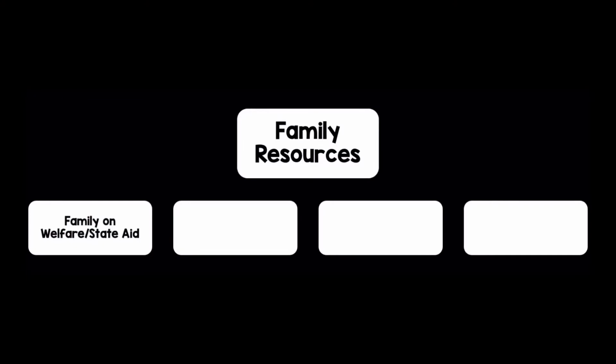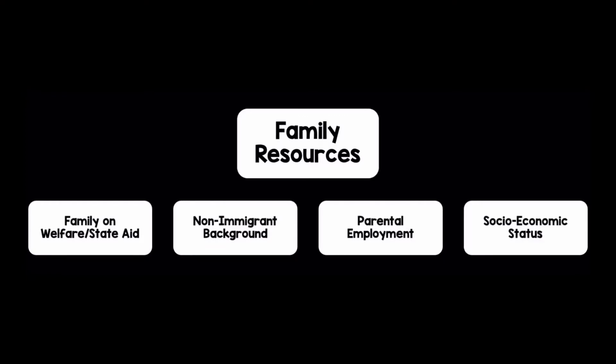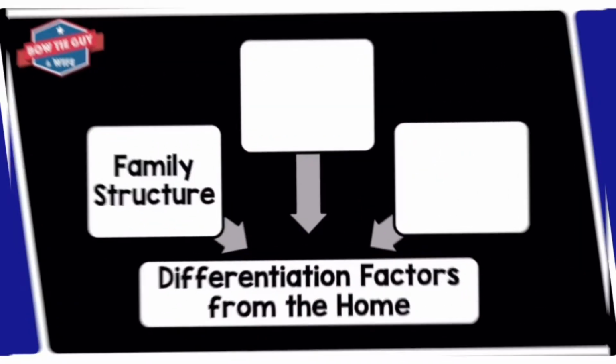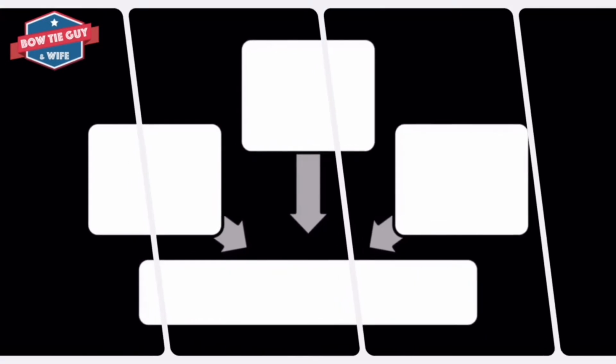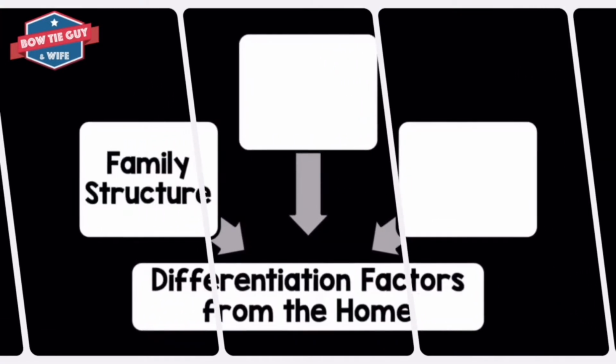The next domain of differentiation factors from the home focuses on family resources. Now, whether or not the family is on welfare or state aid has a direct influence on student achievement. Whether or not the family is of non-immigrant background has an effect on achievement. The employment of the parent and socioeconomic status of the family have a lot to do with the effect on student achievement that is outside of the control of the teacher.